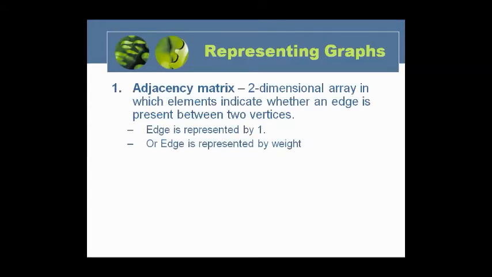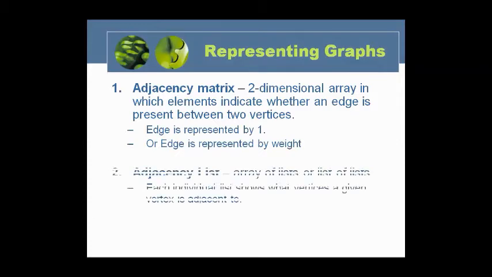Adjacency matrix means it is a two-dimensional array in which the elements indicate whether an edge is present between two vertices. So an edge is represented by weight. Adjacency list: an array of lists or list of lists wherein each individual list shows what vertices a given vertex is adjacent to.